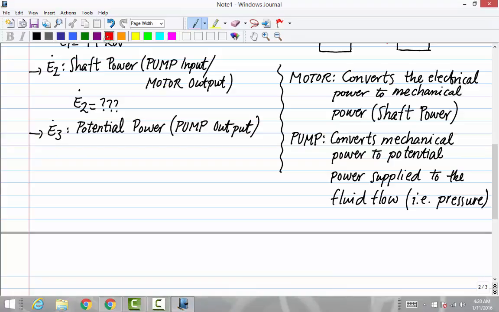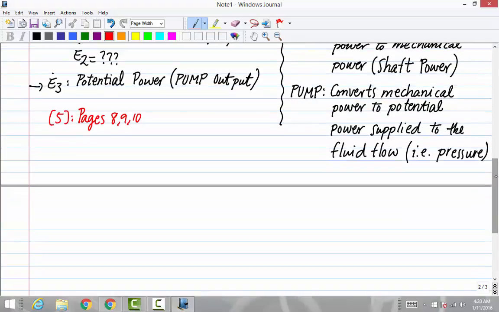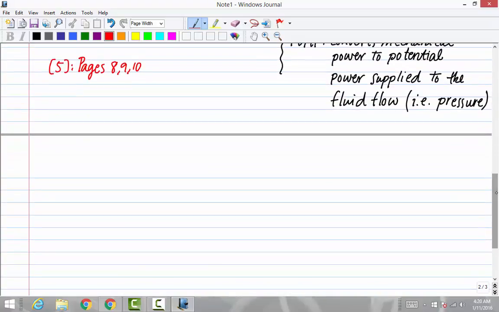Now if you take a look at lecture note number 5, pages 8, 9, and 10, then you'll be familiar with the definition of efficiencies for turbine and pump, and the other side, generator and motor. Well, then you can probably go there, check it out, and then come back.